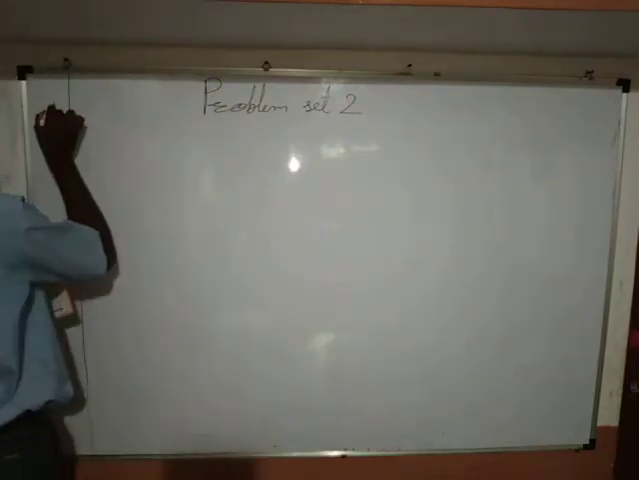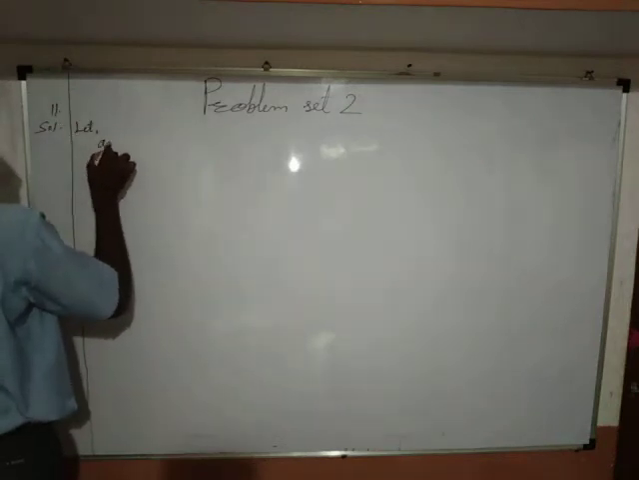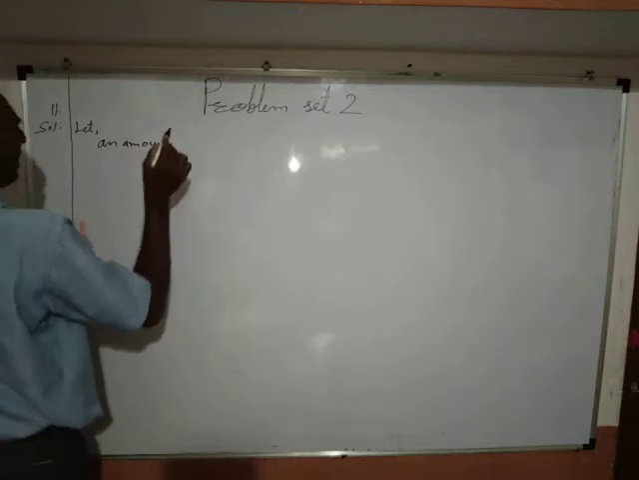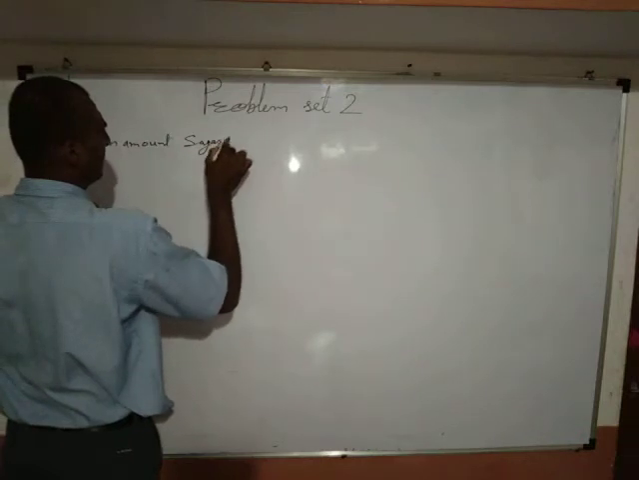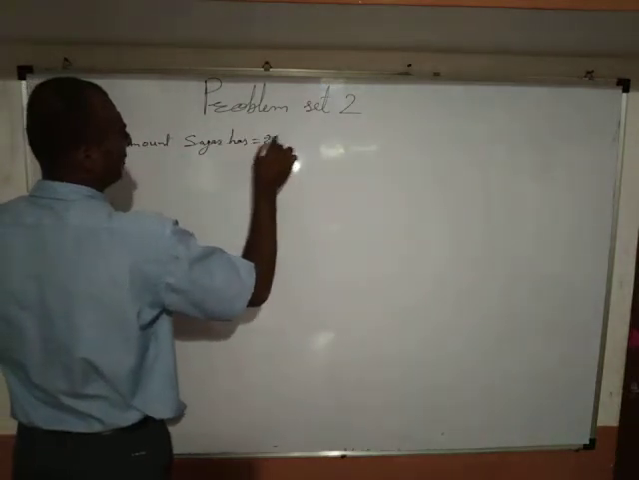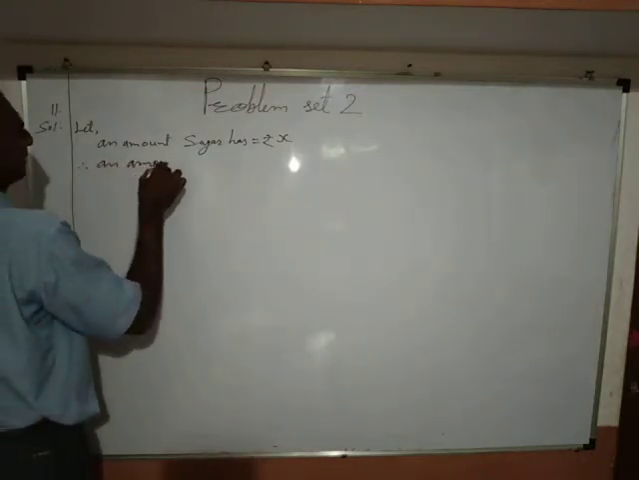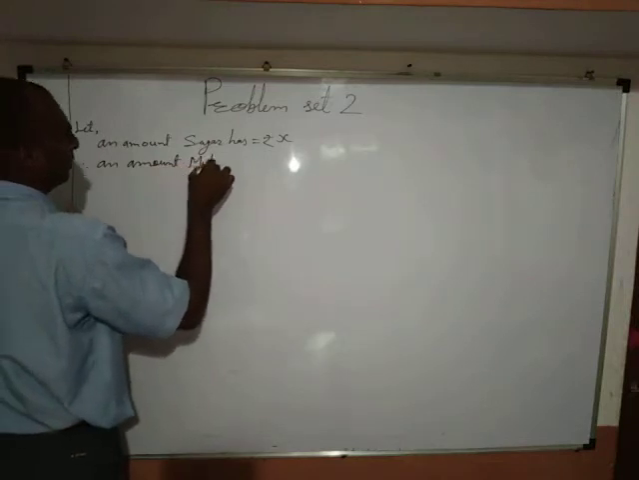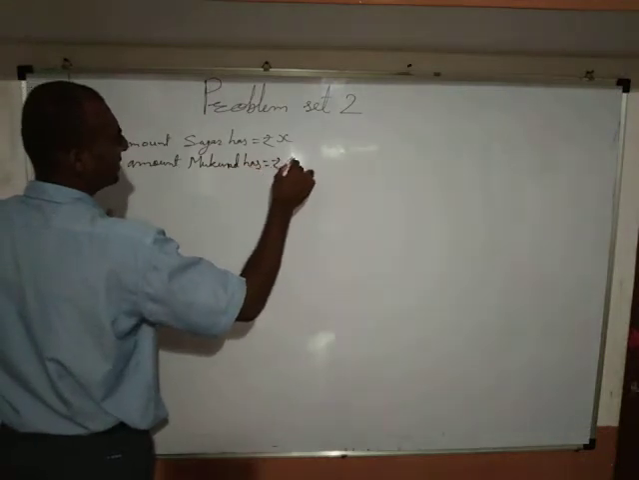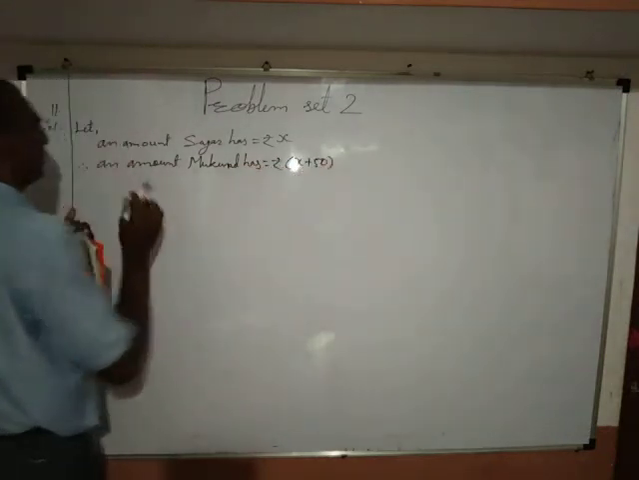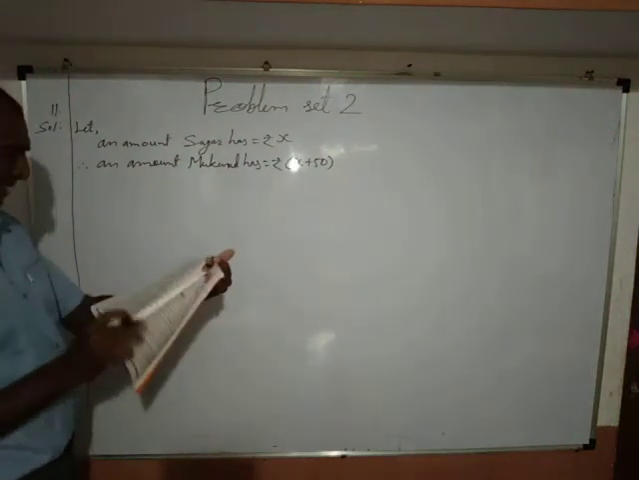Question 11. Solution. Let the amount Sagar has equal rupees x, and therefore the amount Mukund has equals rupees x plus 50, because Mukund possesses rupees 50 more than what Sagar possesses.